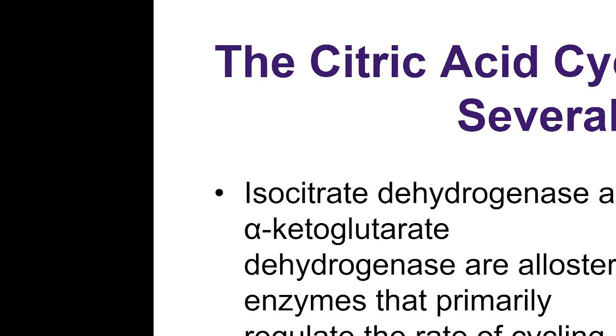So the isocitrate dehydrogenase and the alpha-ketoglutarate dehydrogenase are going to be allosteric enzymes that primarily regulate the rate of cycling. These are the first two enzymes that harvest high energy electrons in your cycle. So again, isocitrate right here, isocitrate dehydrogenase, alpha-ketoglutarate, alpha-ketoglutarate dehydrogenase. Those are the allosteric enzymes that are primarily regulating the rate of cycling. Remember that the previous one we did is not actually an allosteric site regulation, it's a phosphorylation that's happening.